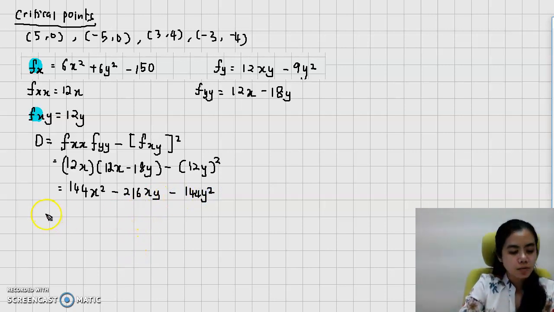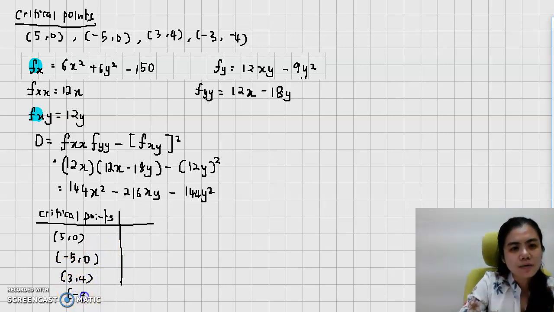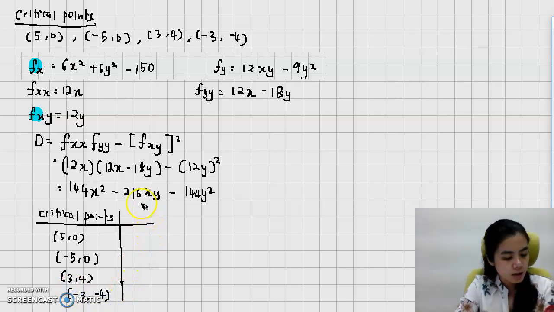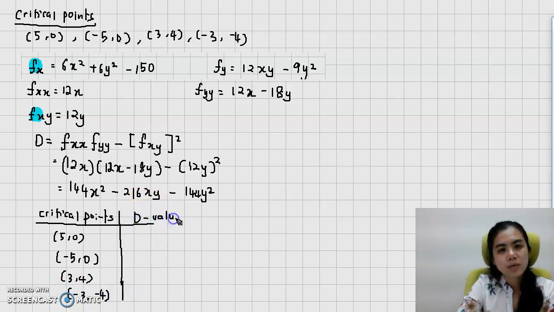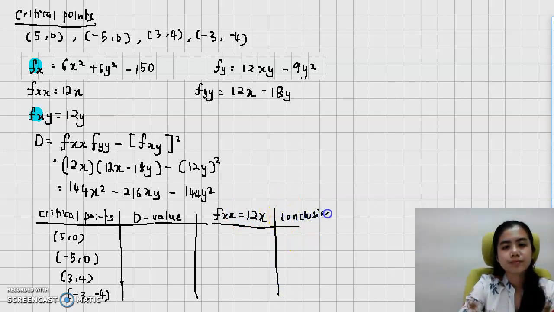Okay, now that is the time to build your table. So the table should begin, the first column, that is critical point. So now we have 4 critical points, right? So we have 5, 0, minus 5, 0, 3, 4, and negative 3, negative 4. The second column, that is D value. And then the third column will be your fxx, that is this one, so it's 12x. And then we go for conclusion.